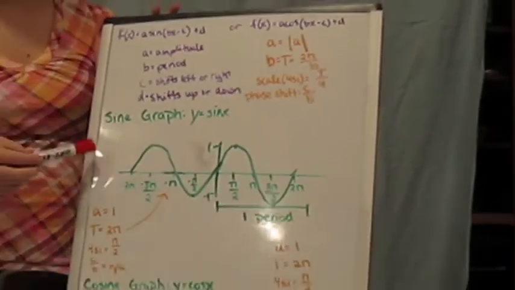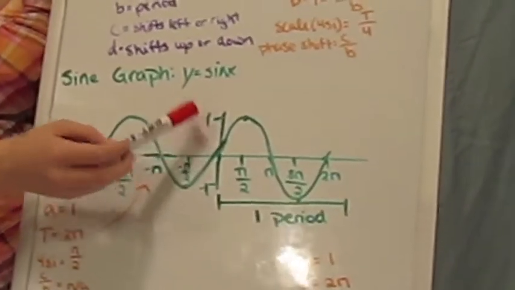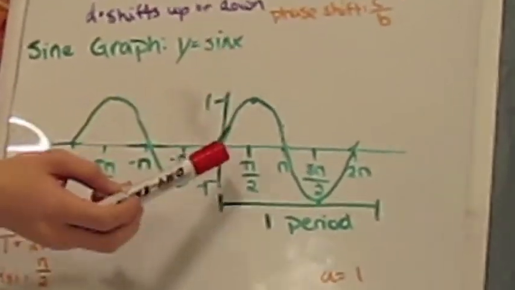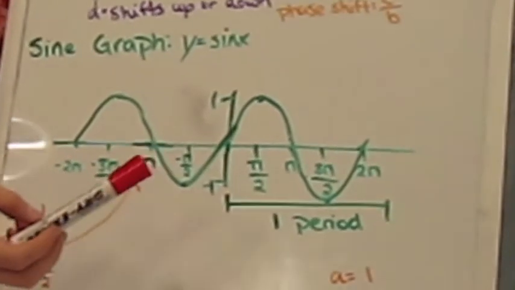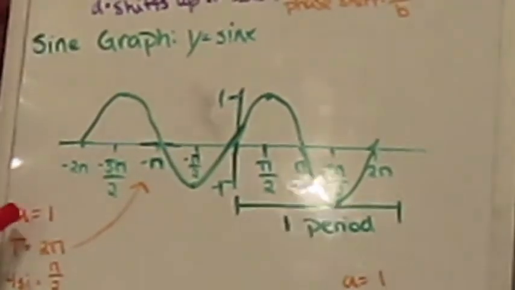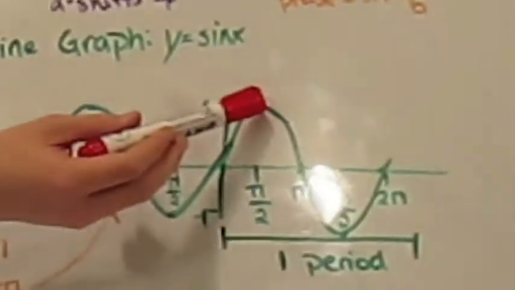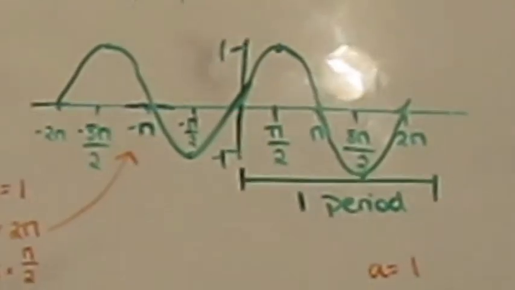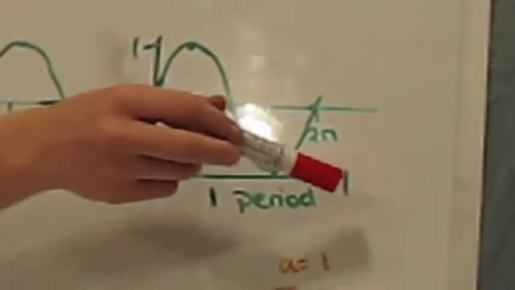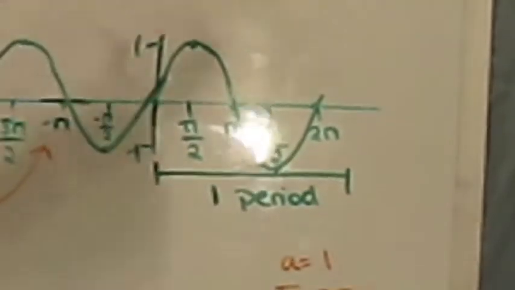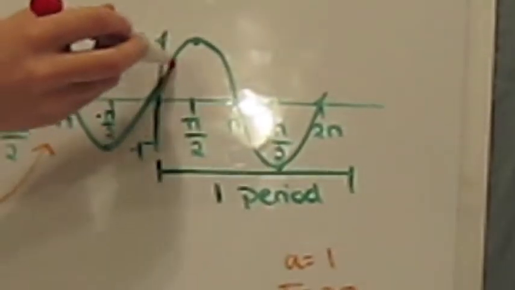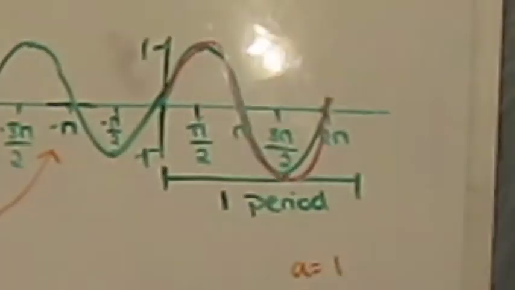Okay, so this is your basic sine graph. When it's just in this basic form, it always goes through the origin. So the amplitude of this graph is 1 because the highest point is 1, the lowest point is negative 1. The period is 2 pi. As you can see here, from the start to 2 pi, that one little section right here is 1 period.